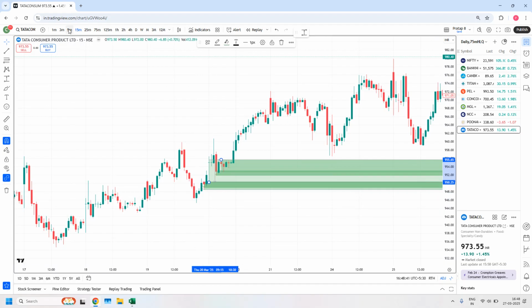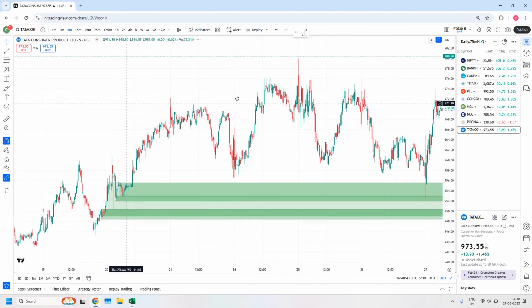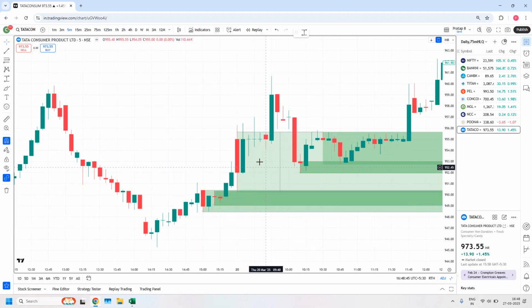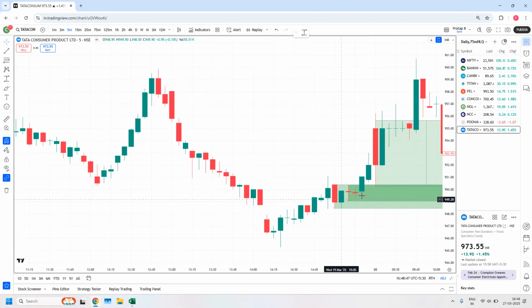Now within the 15 minutes, first look into the bottom one, the origin of this entire zone. See, we have a rally, two base candles, rally and follow through candles. And then it picked up the orders from this origin. Then the entire 75 minute zone is created.